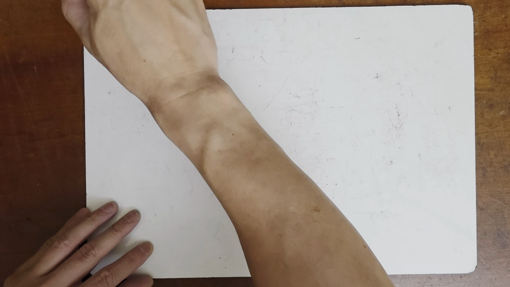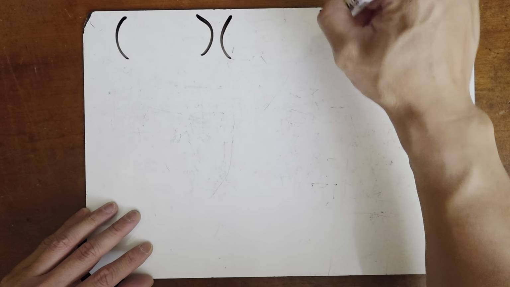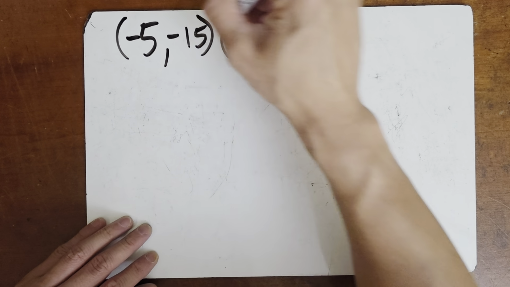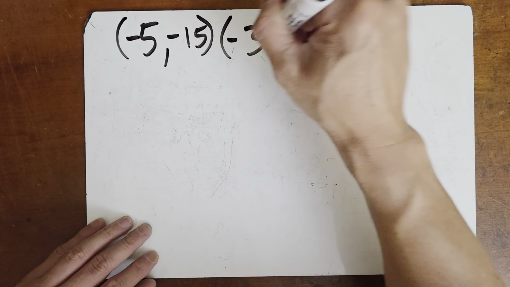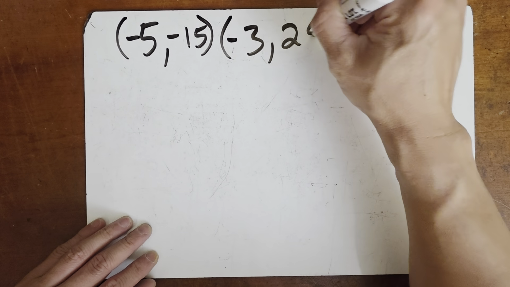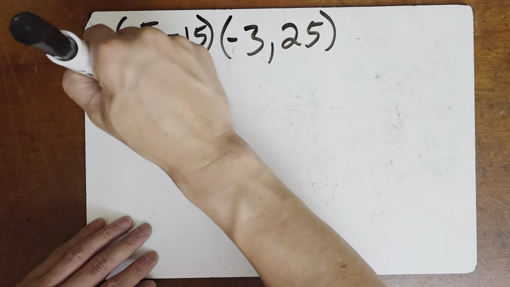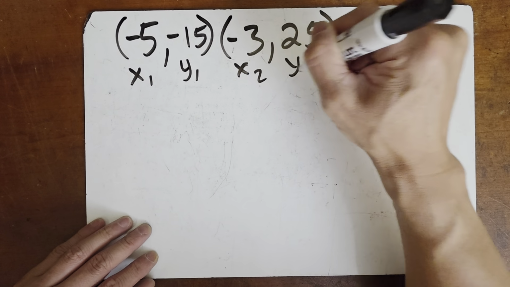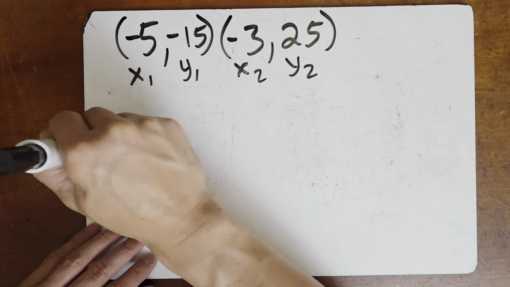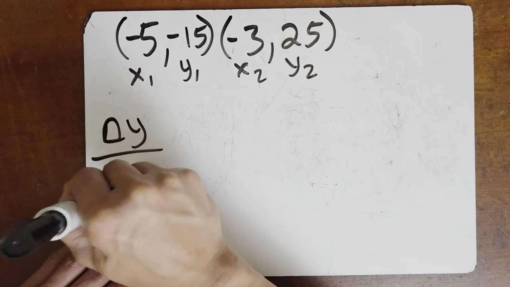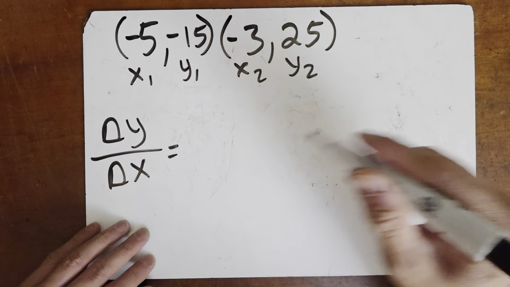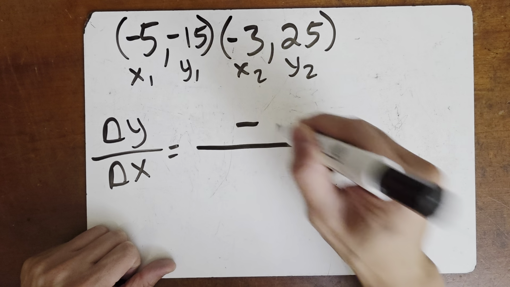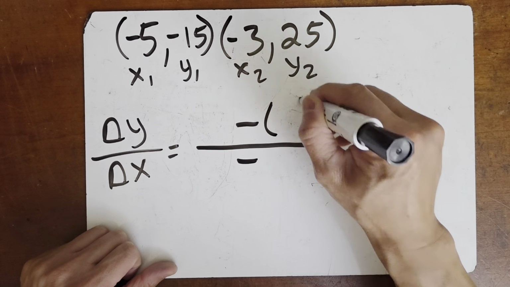So the ordered pairs I'm going to use are -5, comma -15, and -3, comma 25. All right, same thing, x1, y1, x2, y2, and we're going to do delta y over delta x. So I'm going to start with y1 this time, just because. Draw my line, minus sign, parentheses.